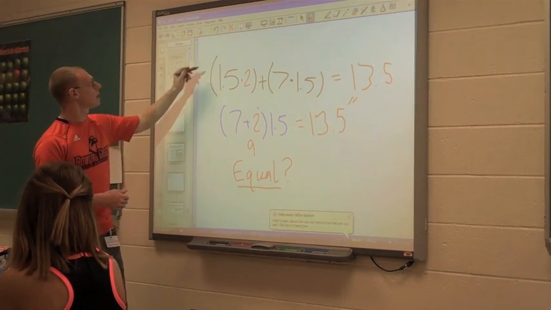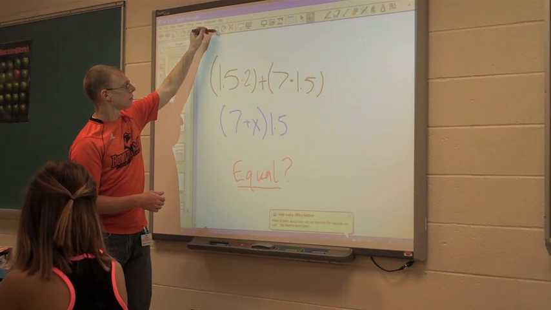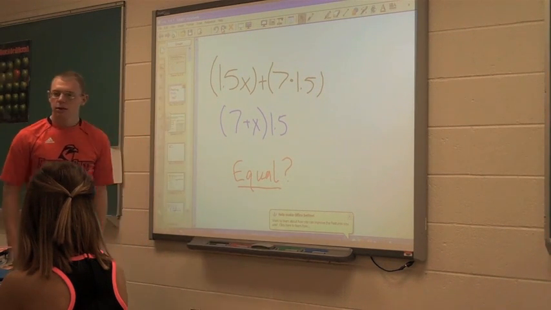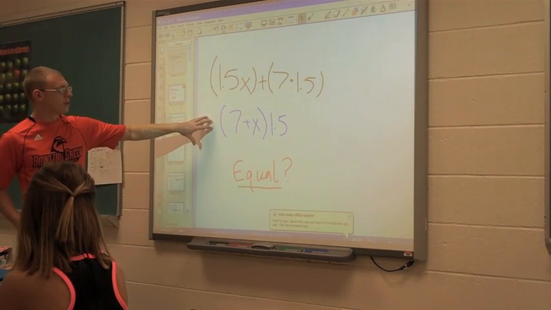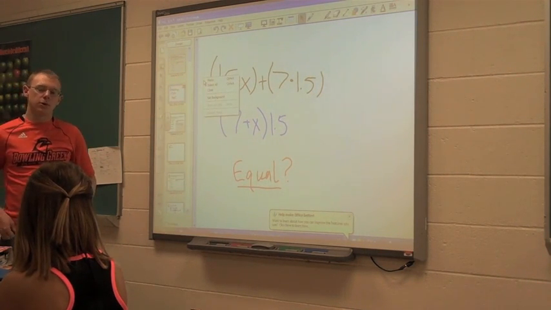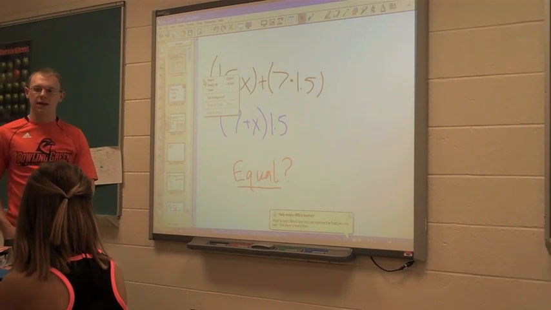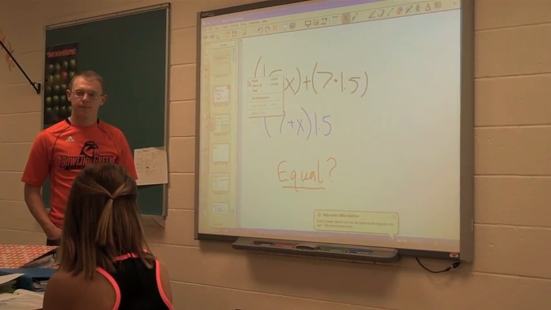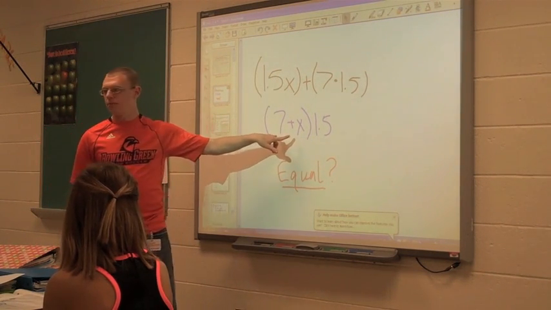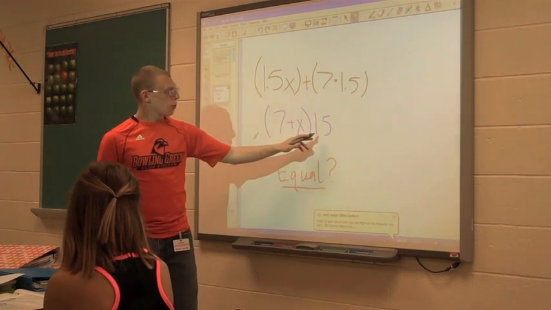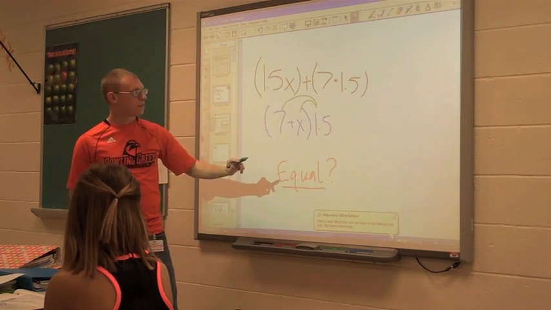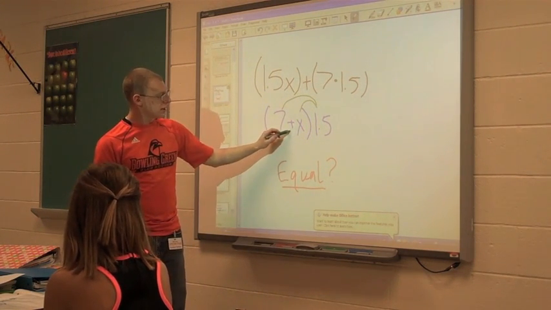So now going back, how can we tell just from these two equations that they're equal without plugging in numbers? Does anyone have any idea of how we could use it? Well, what this parentheses actually means is that the 1.5 is being multiplied by both the x and the 7. So if we break it apart, you still have them added together.